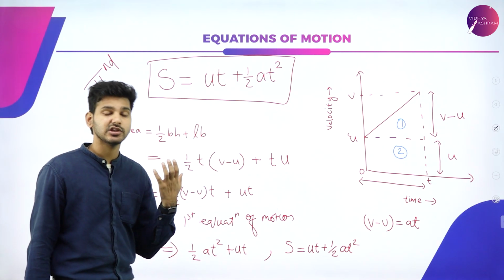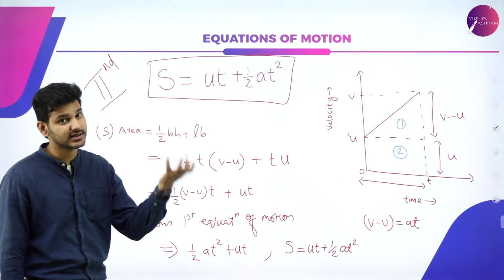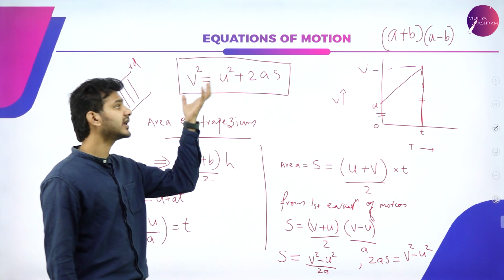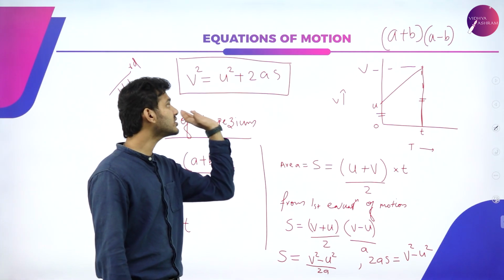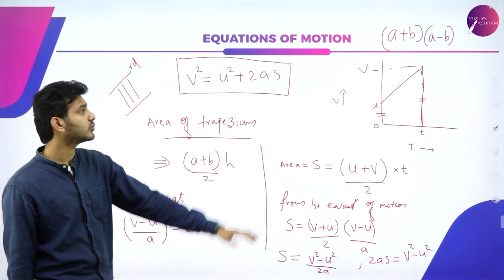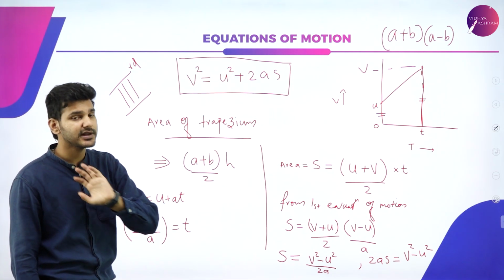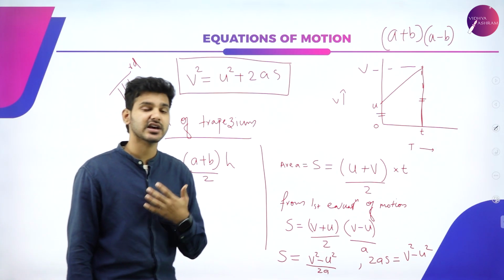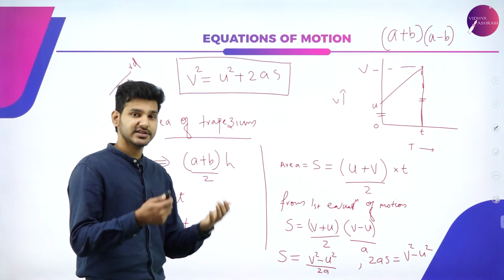Just like that, we can use the equations of motion to find out the unknown quantity. This is just an example of that. And finally, the last equation is absolutely independent of time. There is no term of time here. It is only displacement, acceleration, and initial and final velocities. It is completely void of time. So each of these three equations is versatile on its own, and that is why we are studying and understanding them.